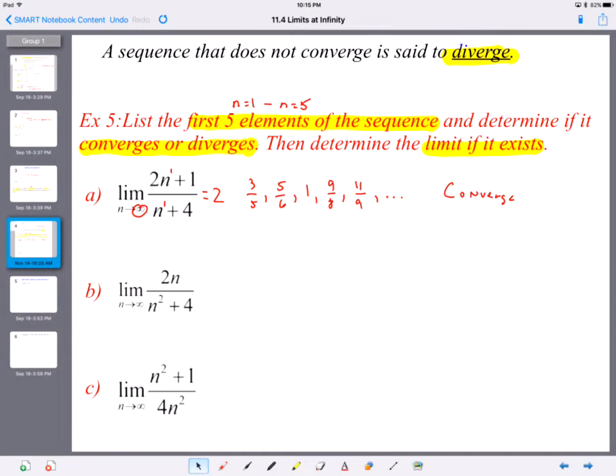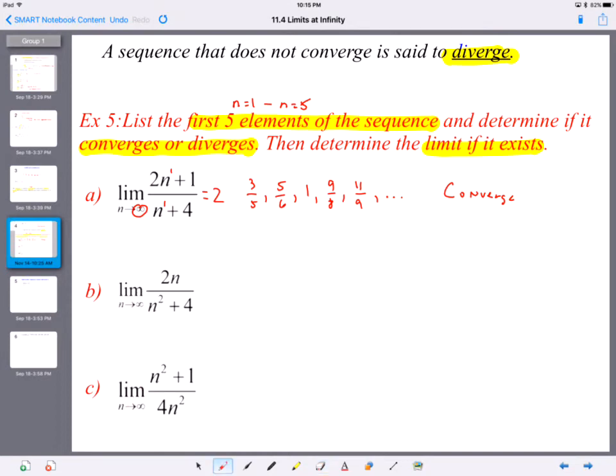And so that's the limit. As n goes to infinity, it gets closer and closer to that value of 2. Okay, so even though they're sequences, we're still really looking at those limits at infinity. So we're looking at those horizontal asymptotes again.